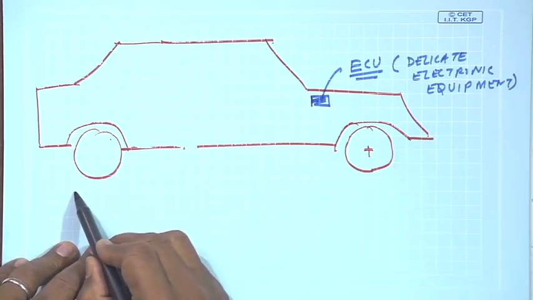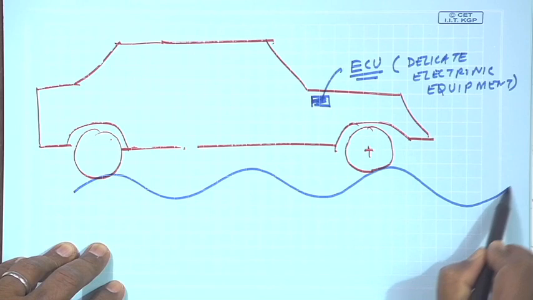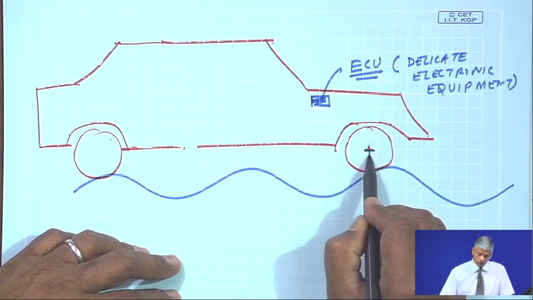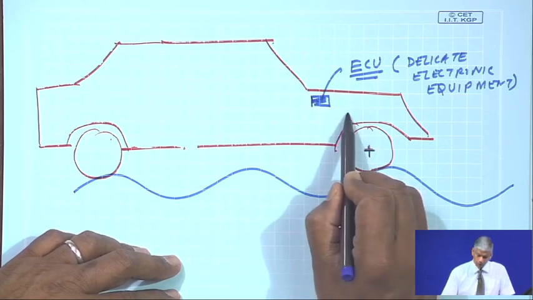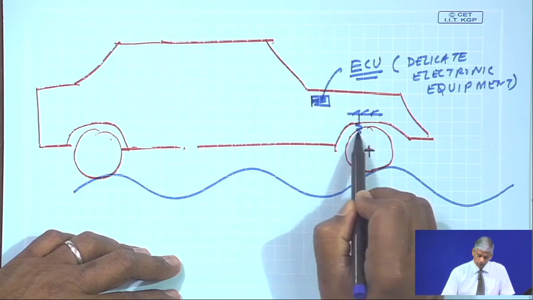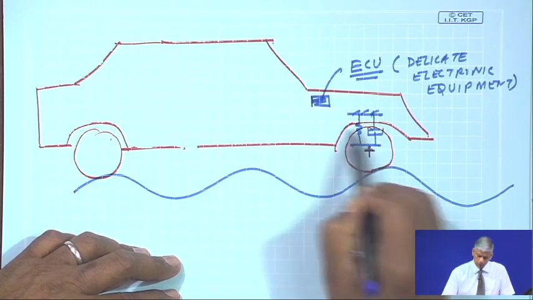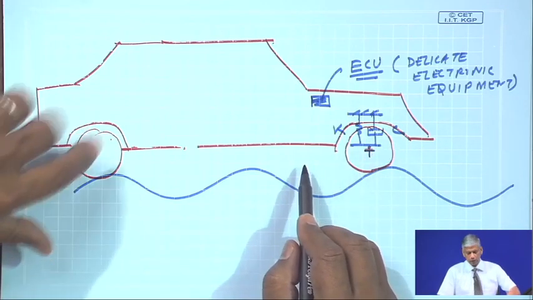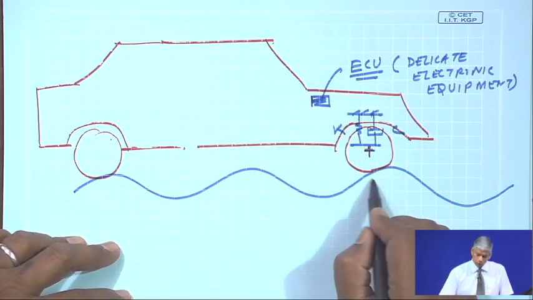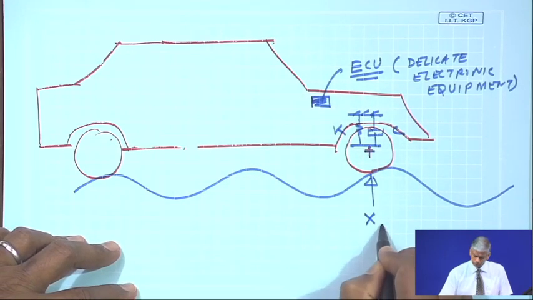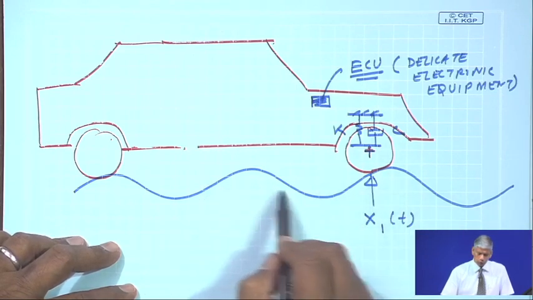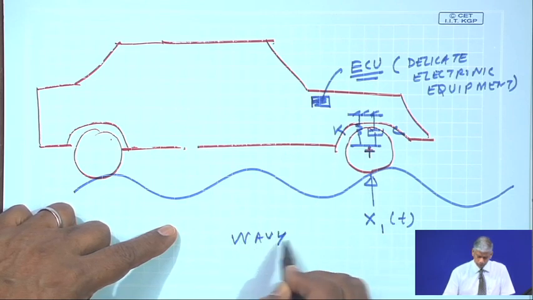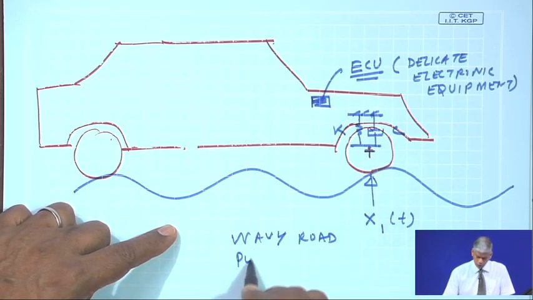Imagine this vehicle is now going on an undulating road. If you look into the vehicle suspension system, there is certain stiffness and damping present in the system, and it is there in all the wheels. I am just showing you one wheel. Any motion coming from the road profile, there could be a wavy road or a road full of potholes.